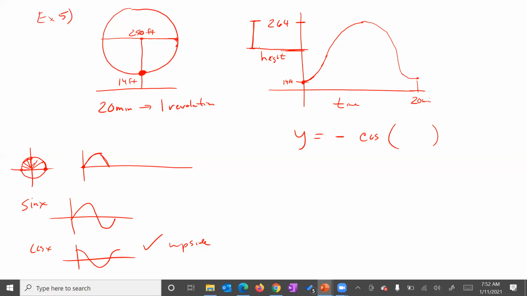Would that be the amplitude? I think so. You guys remember something called amplitude? Amplitude was from the middle height to the top, right? Or the middle height to the bottom. They're both the same. All right, so I think we got to figure that one out.